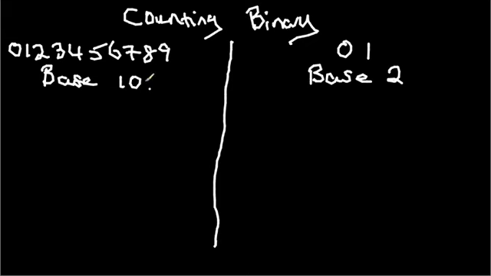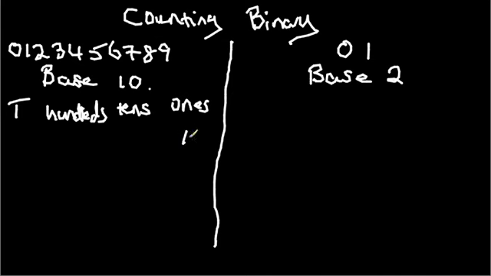Okay, so when we look at base 10, which is our normal method of counting, we have the ones place, we have the tens place, we have the hundreds place, and we have, let's put a T there, for the thousands place. And if we look at this, 10 to the power 0 is the ones place, because 10 to the power 0 is 1. Sorry, apologies. 10 to the power 1 is the tens place. 10 to the power of 2 is the hundreds place. And 10 to the power of 3 is the thousands place.